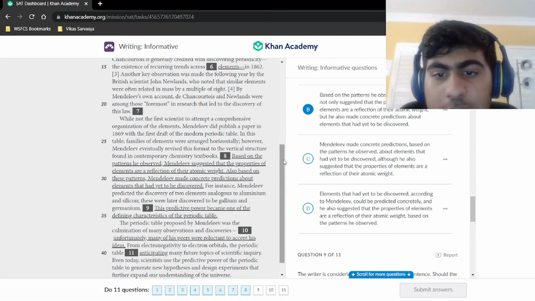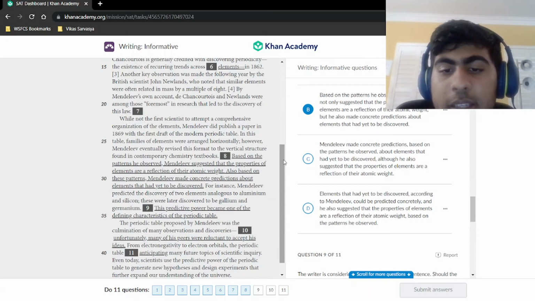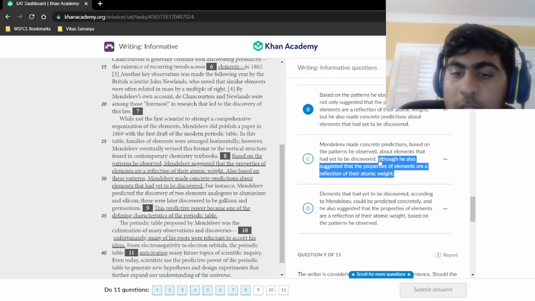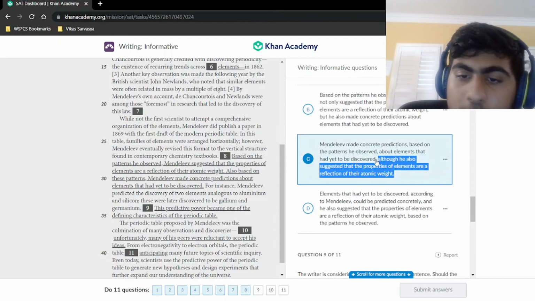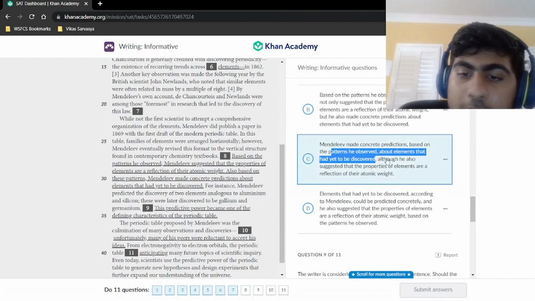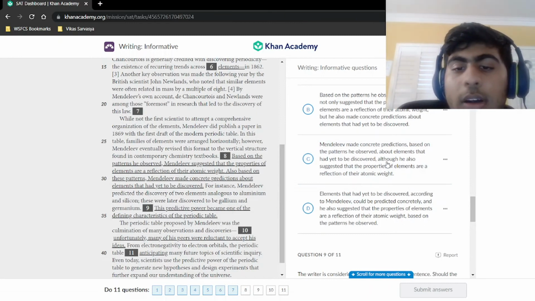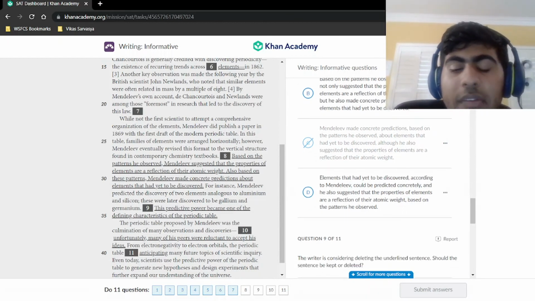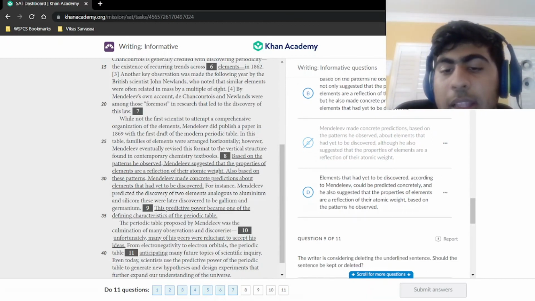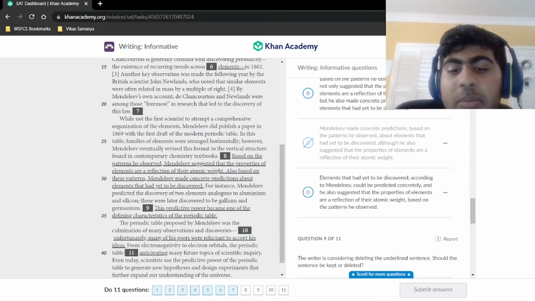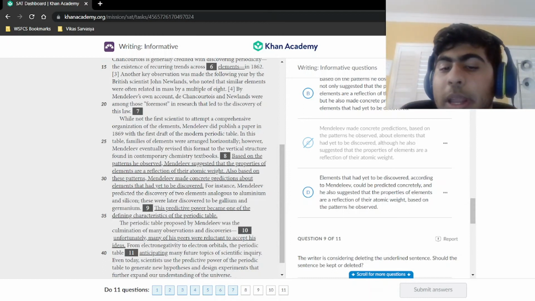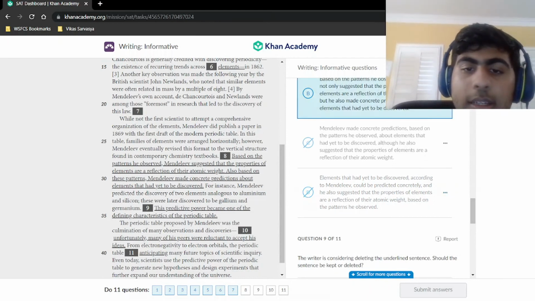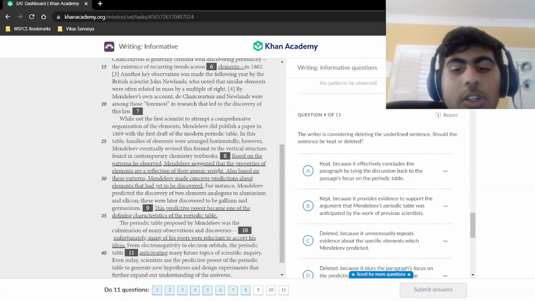Mendeleev made concrete predictions based on the patterns he observed about elements that had yet to be discovered, although he also suggested that the properties of elements are a reflection of their atomic weight. Well, this part is not a conflict with this part, yet it says although. So we can't use although because there's no conflict. So this one is going to be incorrect. Of elements that had yet to be discovered, according to Mendeleev, could be predicted concretely, and he also suggests that the properties of elements are a reflection of their atomic weight based on the patterns he observed. Seems to be a bit haphazard, so that is also incorrect. And our choice is still answer choice B.